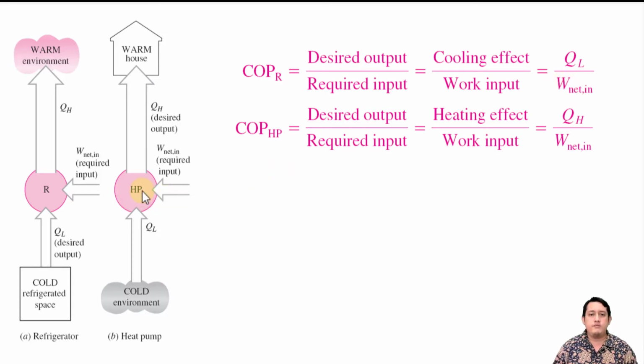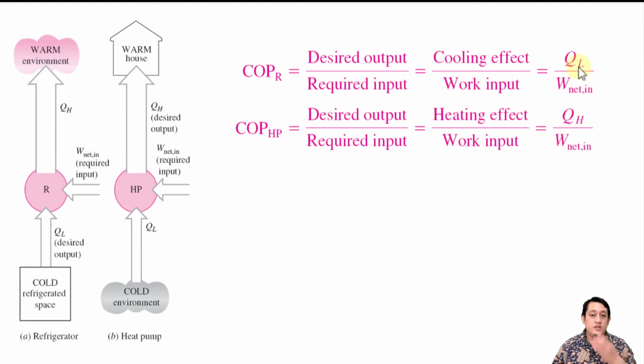What about the COP for the heat pump? Because the main point of using a heat pump is to provide heat to the area, we want to increase the heat. That is why when we calculate the coefficient of performance, we use QH instead of QL. We want to see how much QH can be provided by this work.